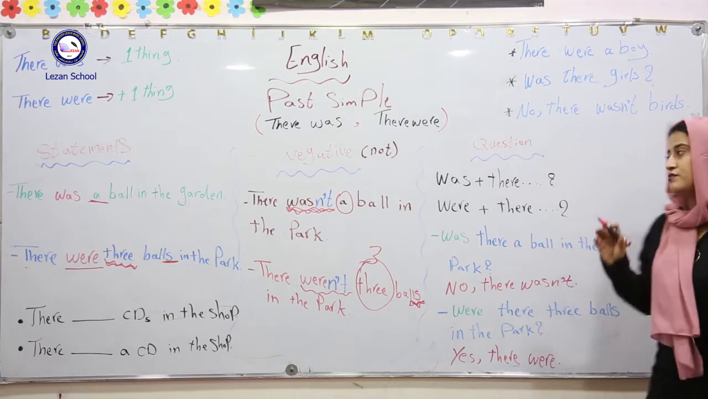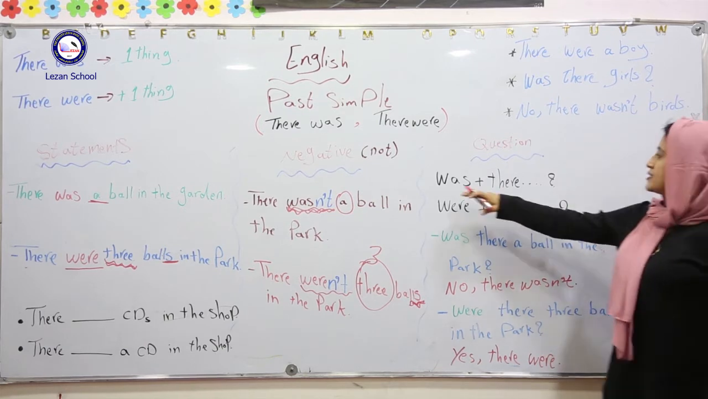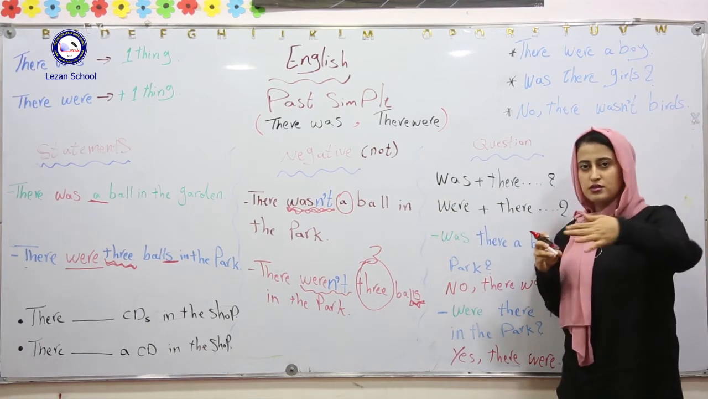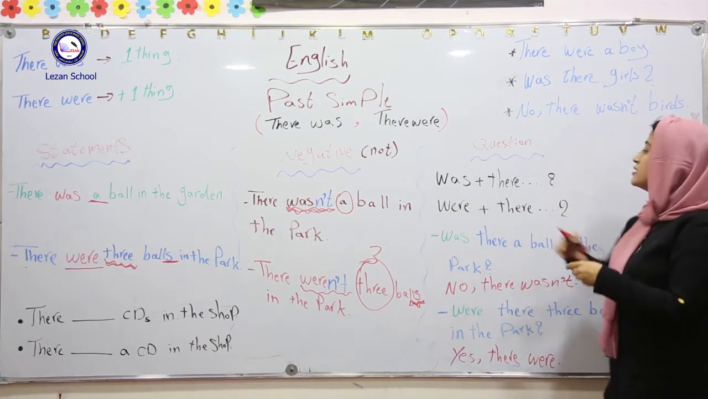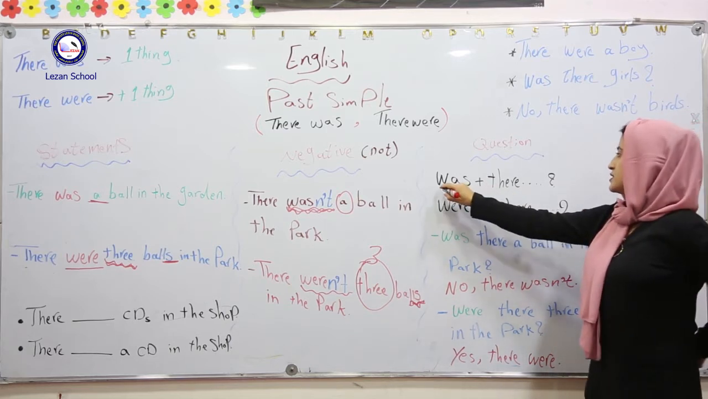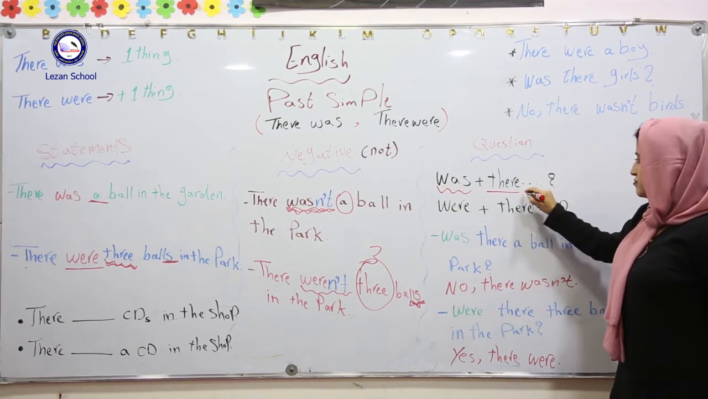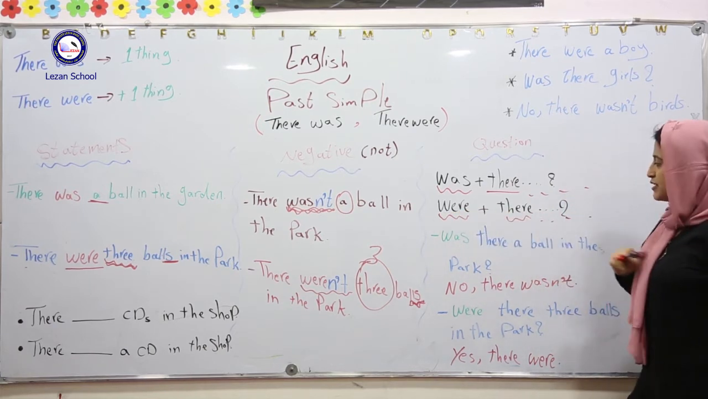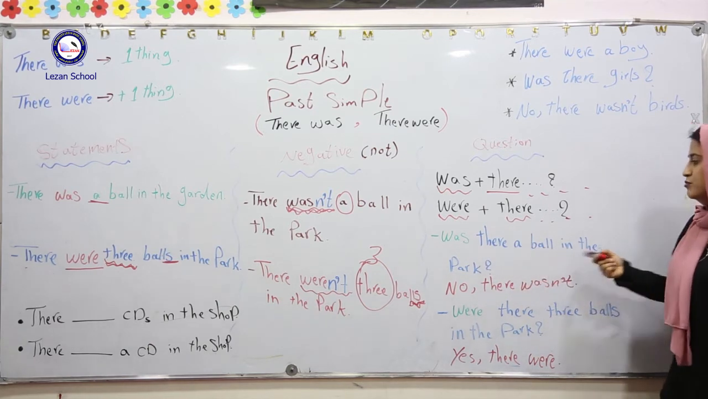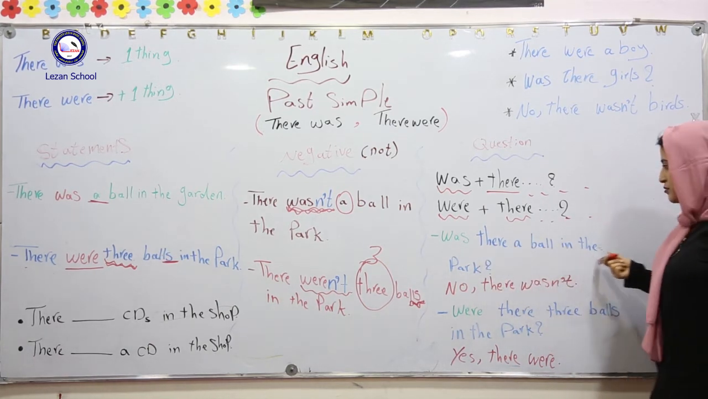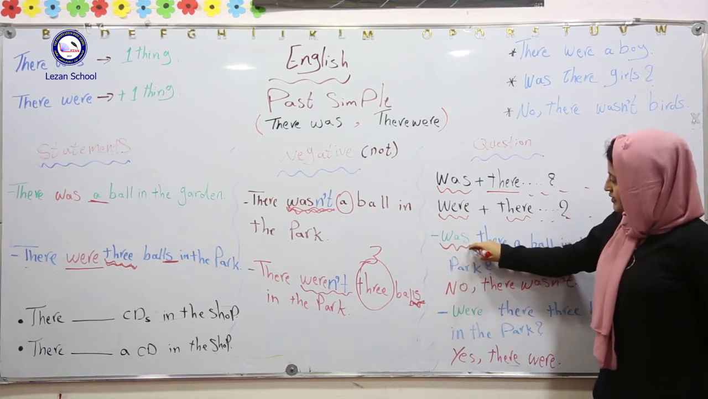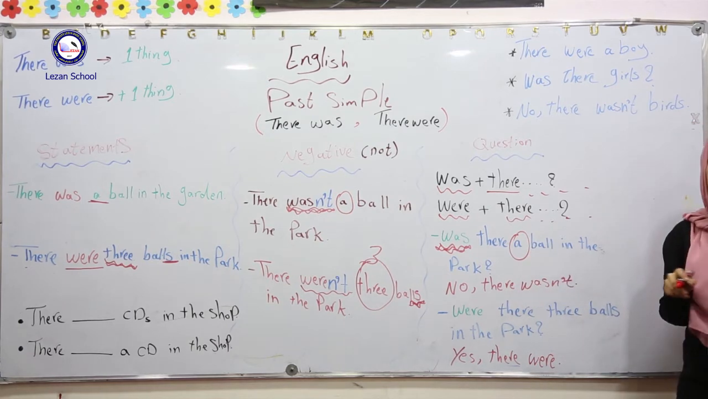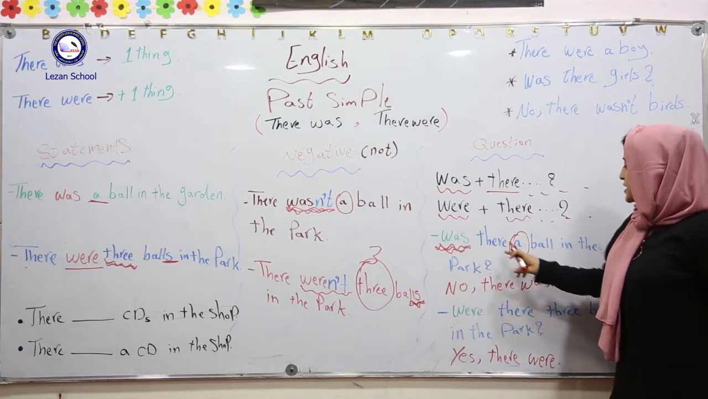And as the question form, was comes at the beginning. Always was and were come at the first place of the sentence. For example, was there, the complement. Were there, the complement. For example, was there a ball in the park? We use was, because we have a. Was there a ball in the park?